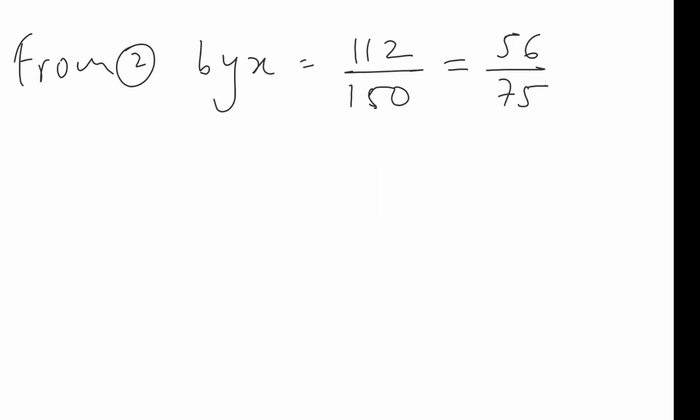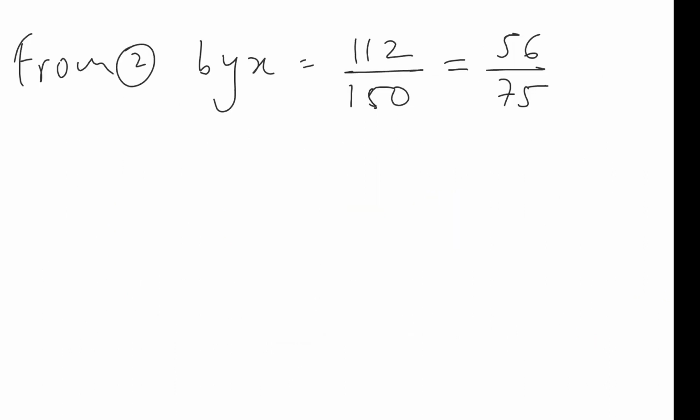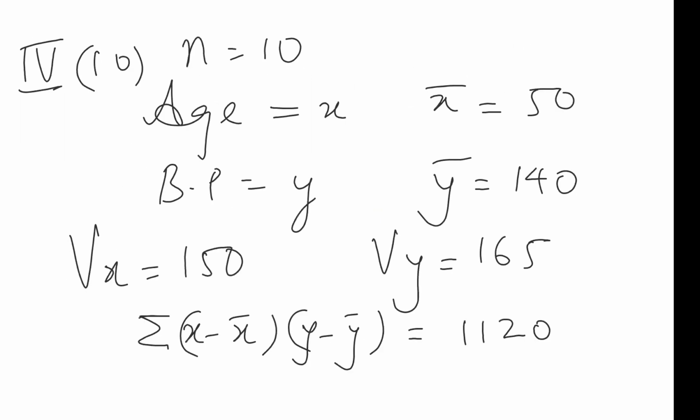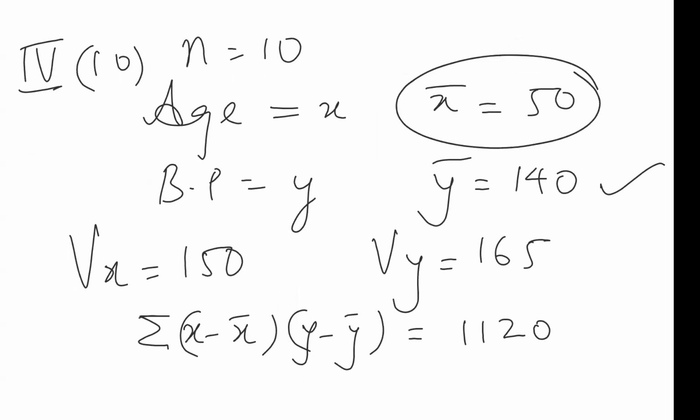What we'll do is we'll go back to equation number 1 and put the values. So from 1, y minus y bar. What is y bar? Y bar is given in the problem, 140, is equal to 56 upon 75. X is 40. X bar is equal to 50.